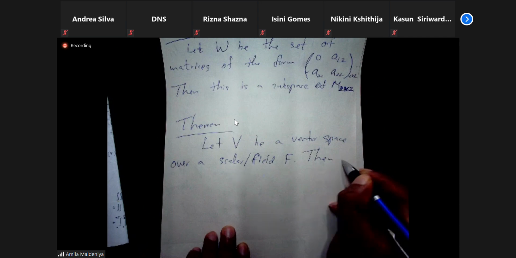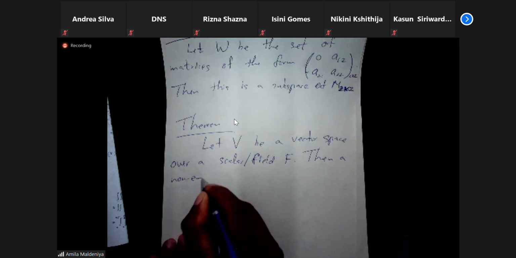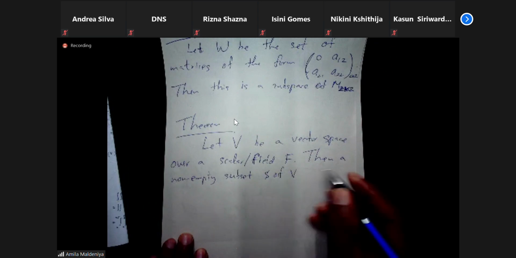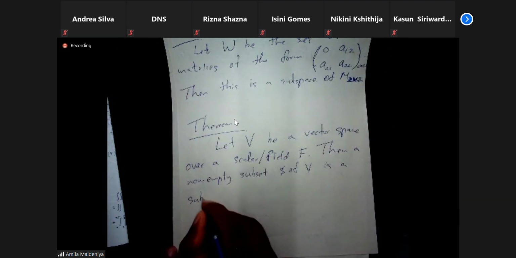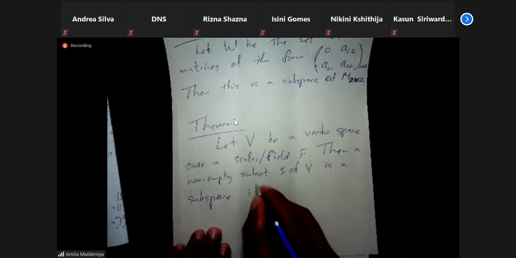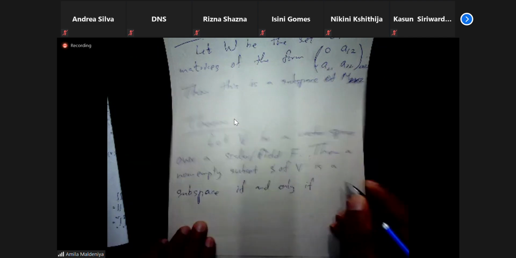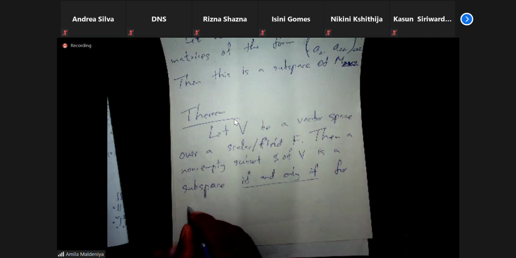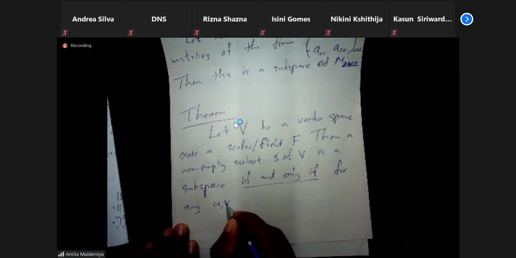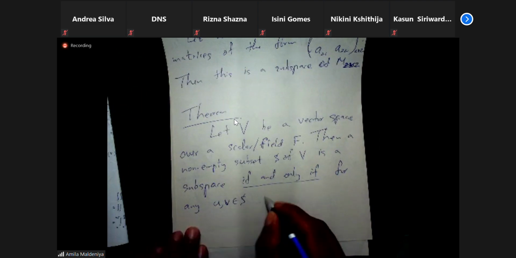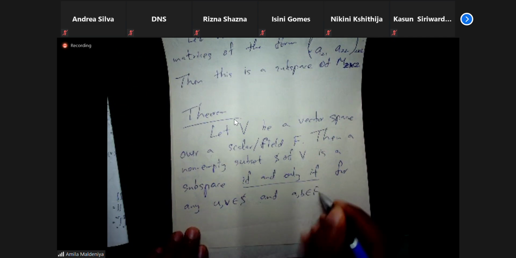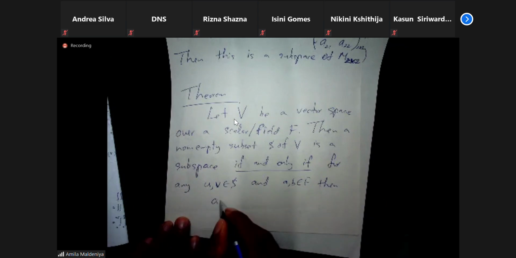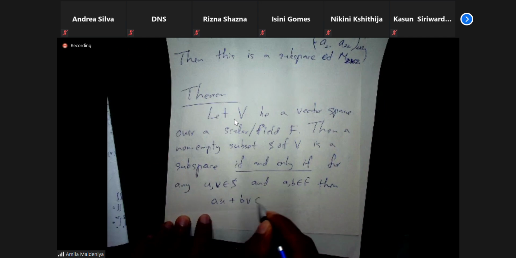Then a non-empty subset S of V, and the non-empty is also important, is a subspace if and only if for any u, v in the subset S and any scalars a, b, that means any real or complex numbers, then au plus bv is an element of S.